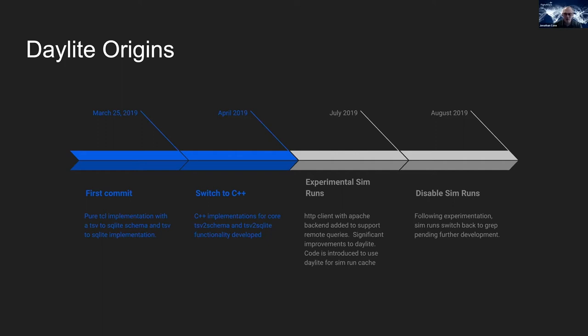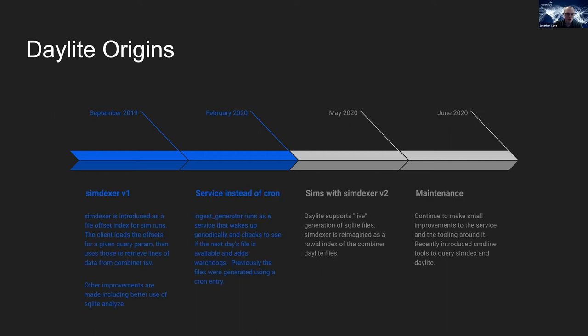We move on into July of 2019. We have our first kind of experimental run with the sims. It generally went well, but we still had some stability issues with the service itself. So in August, we stopped the experimental sim runs while we continued to do some more work on Daylite itself and increase the stability of the service, make it a little more mature.